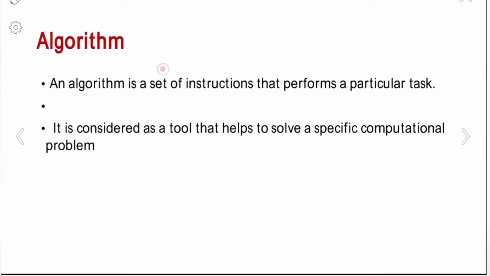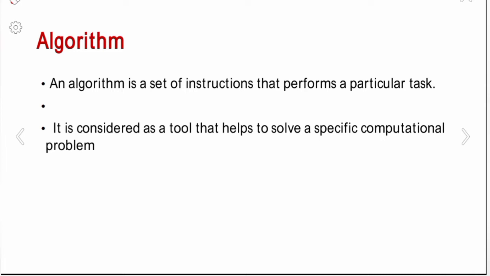So now let us know about the algorithm. An algorithm is a set of instructions to perform a particular task. So it is considered as a tool that helps to solve a specific computational problem, right? As I told earlier, if you want to write the program for the sum of two numbers, then you can write this program in any language. Okay, so what is the process here? The algorithm defines the process of performing a task. So here the task is the sum of two numbers.